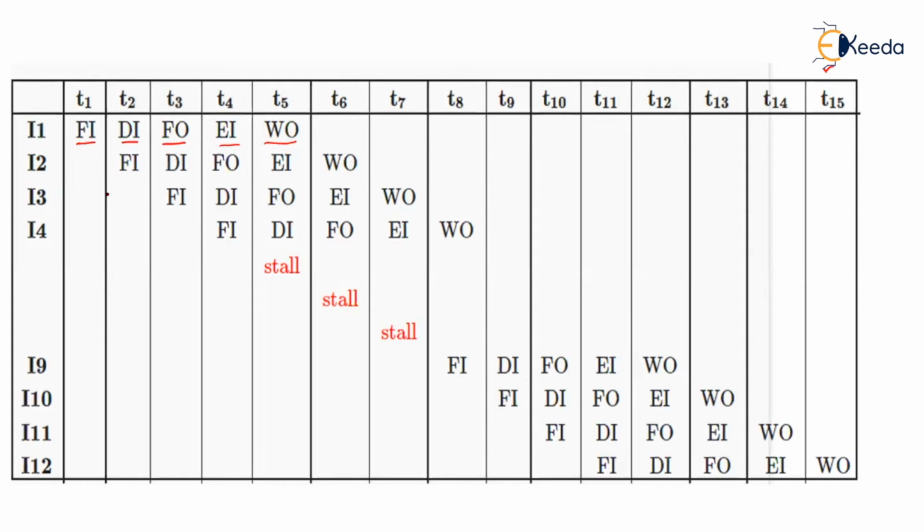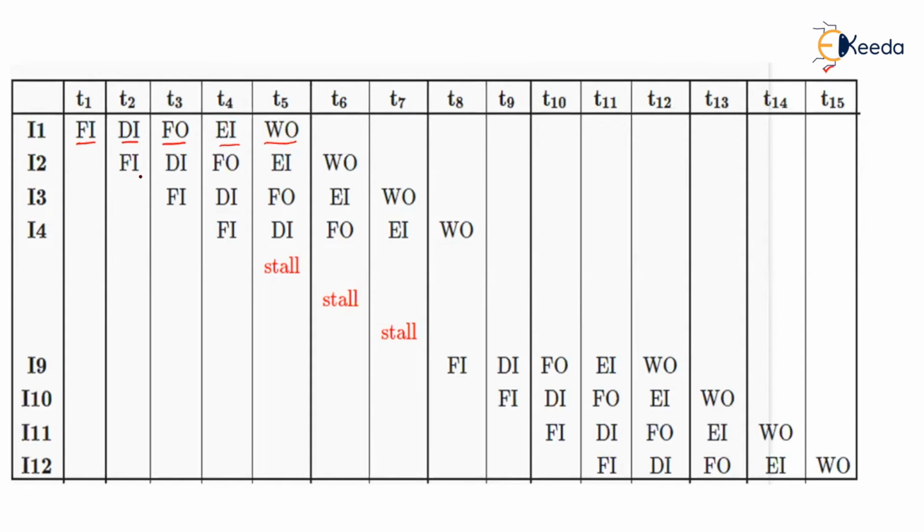So I3 enters into the pipeline in the third clock cycle, because in the second clock cycle, the fetch the instruction stage is occupied. So it needs to wait for the fetch the instruction stage to be available.